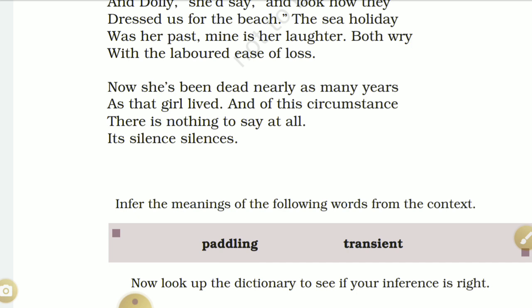She couldn't say anything. And here is a figure of speech in the last line. Silence silences. Silence is an abstract idea, and here silence is personified. Silence silences. That means the silence of the poet's mother silences the poet. So silence is personified here. Silence is animated here. So this kind of figure of speech is called personification.